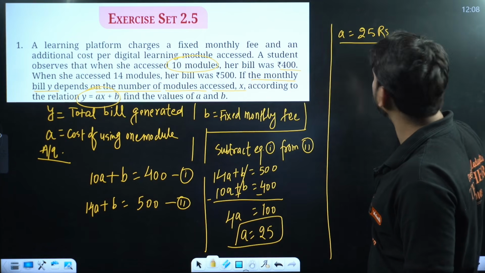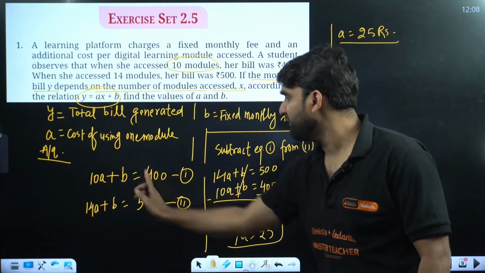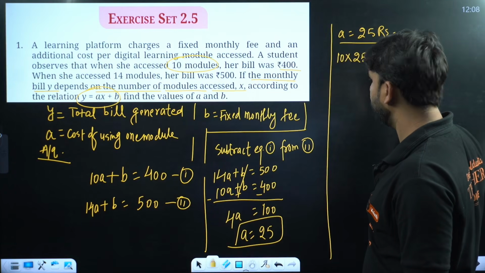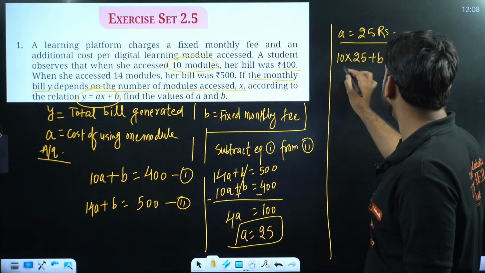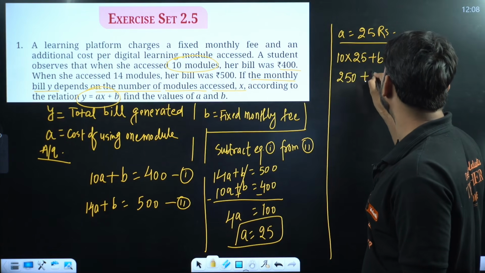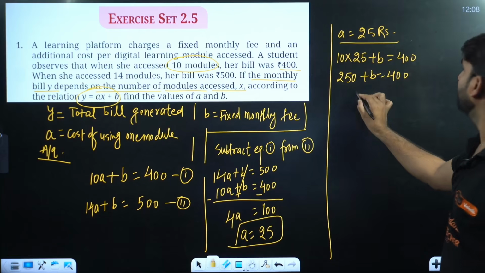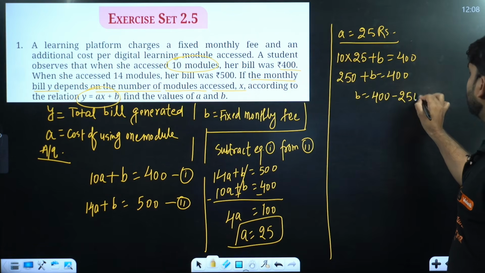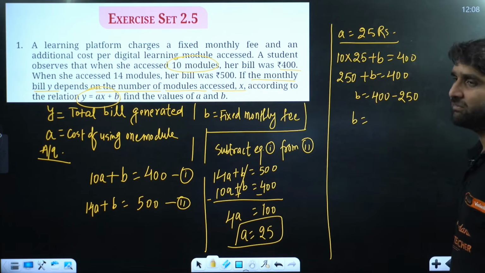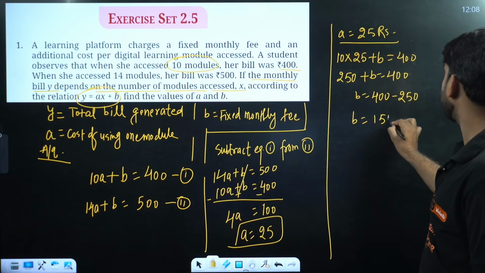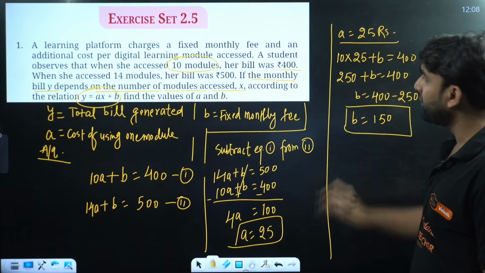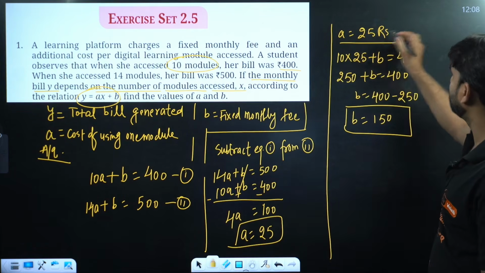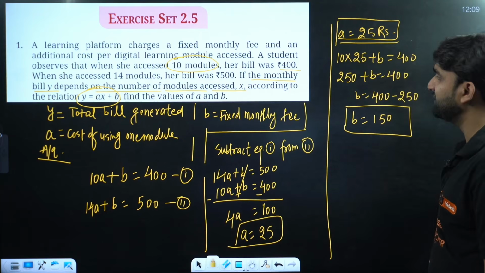Can we please find out b here? By putting the value of a in any equation, 10 into 25 plus b is equal to 400. Could you please multiply? So this is 250 plus b is equal to 400. So b will be equal to 400, and this 250 will come here with minus. So 400 minus 250 will be 150. Make sure to write the answer, the values of a and b. So a is 25 rupees, and b is 150 rupees.